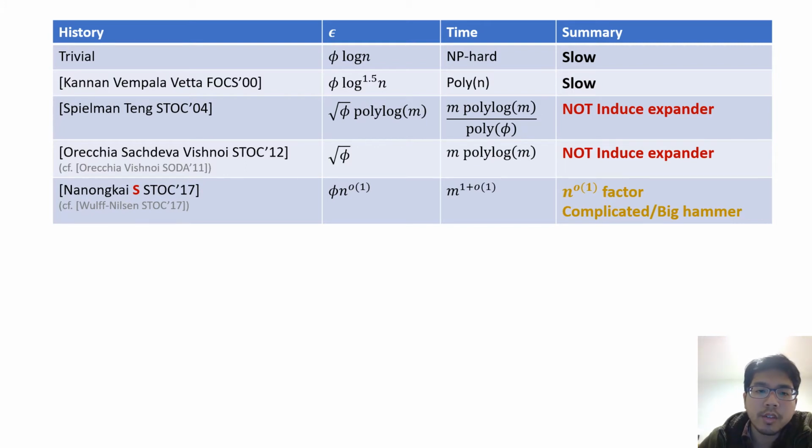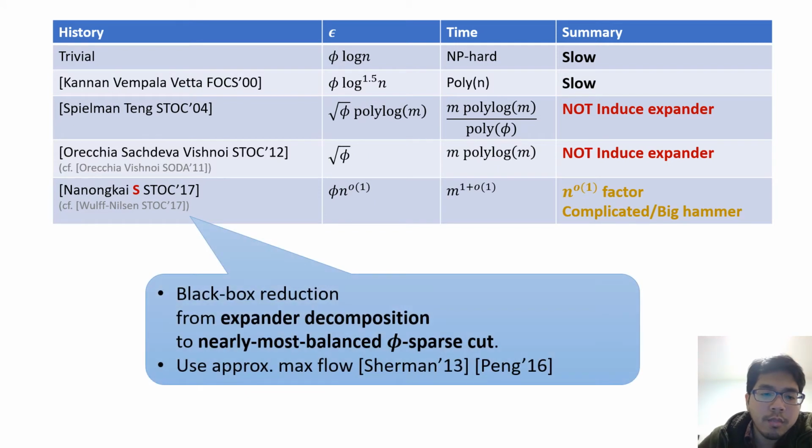So we managed to get that the graph induces expanders, meaning each cluster induces an expander, but we pay a subpolynomial factor in our running time. Our algorithm is actually a black box reduction from expander decomposition to a nearly most balanced φ-sparse cut problem, and we use a big hammer like approximate max flow.